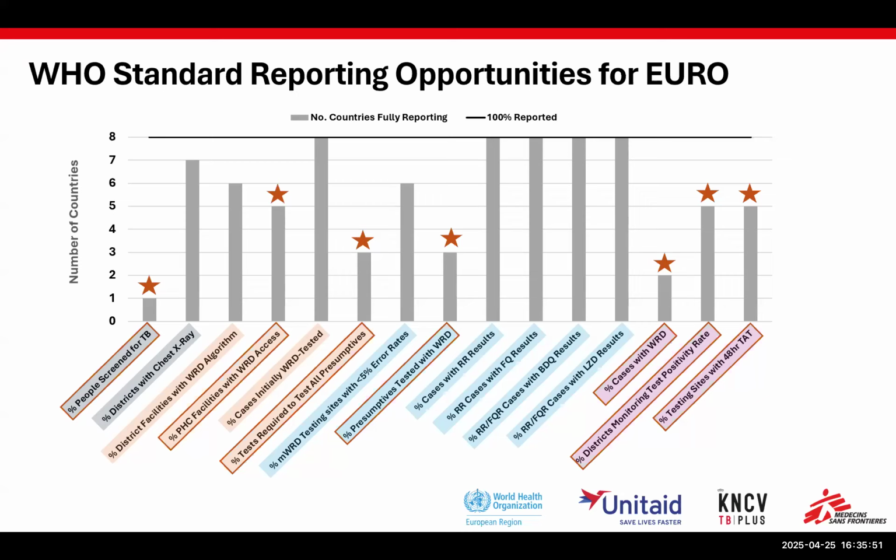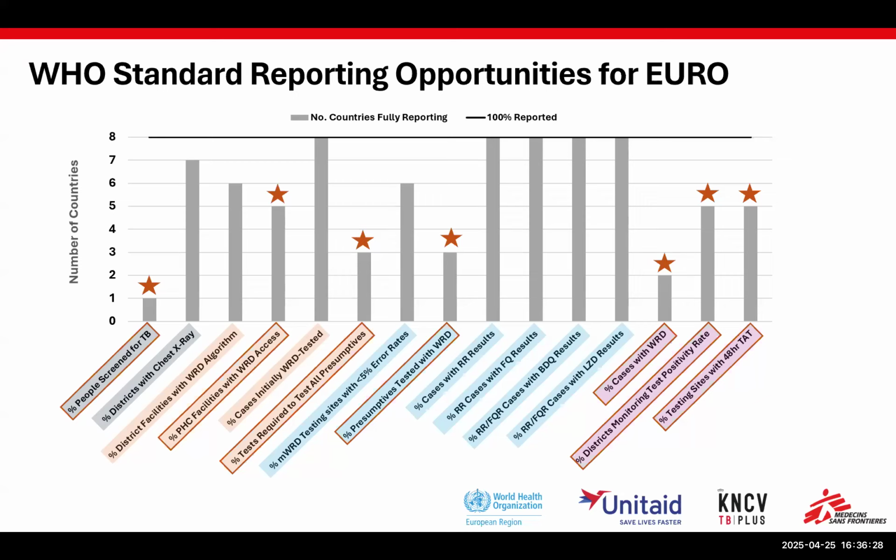So when we look at the benchmarks for which 80% reporting was not achieved in the first year, we see that they include the percent of people screened for TB, the percent of facilities with WRD access, the percentage of tests required to test all presumptive individuals, the percentage of presumptives tested with WRD, the percentage of cases with WRD testing, the percentage of districts monitoring the test positivity rate, and the percentage of testing sites with a 48-hour turnaround time.